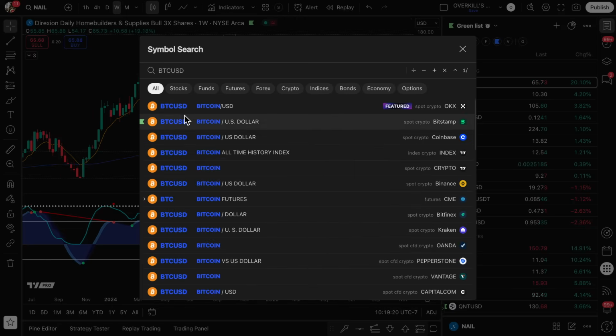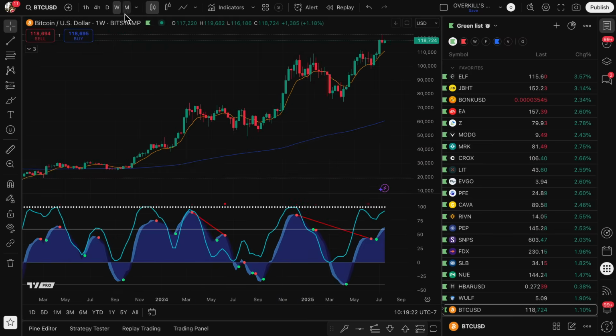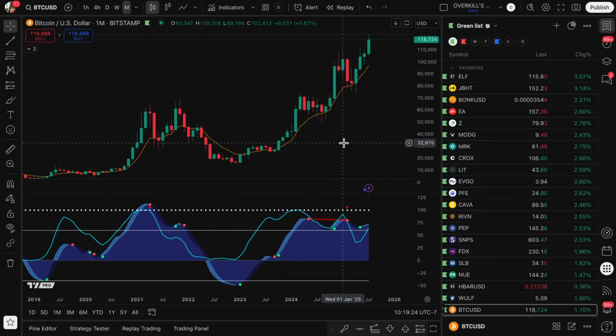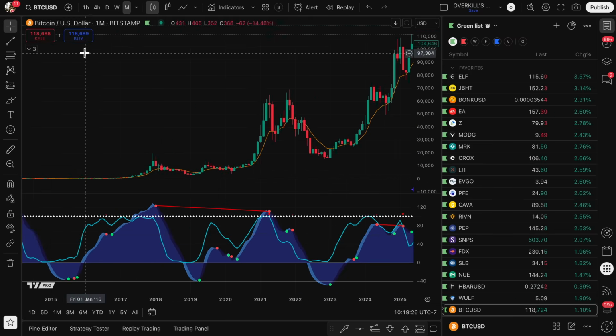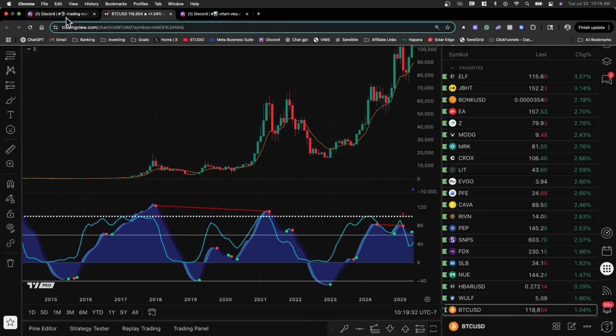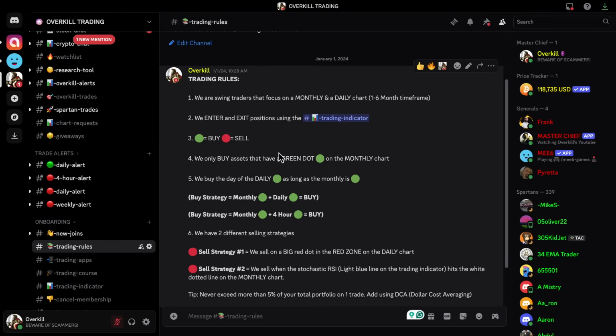When I talk about that trading indicator, I'm talking about this one down here with the red and green dots. Let's just go to Bitcoin for a reference here. Everybody loves Bitcoin. Everyone wants to talk about Bitcoin right now. You can see how accurate this indicator is here on the monthly time frame. The reason I think it's best to focus on the monthly time frame is because it is the most accurate when it comes to those red and green dots. So you can see rule number 4 here is that we only want to buy assets that have a green dot on the monthly chart.